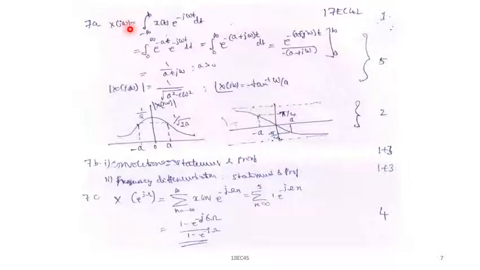7a: x of t is given, x of t is e to the power minus at into u of t. You know the Fourier transform equation, so use that equation. Because of the u of t, the limit is from 0 to infinity. Simplify this integration and you will get the answer as 1 by a plus j omega, where a is greater than 0. Initially the equation carries 1 mark, and the calculation is 5 marks.